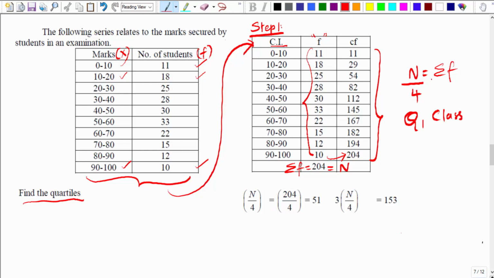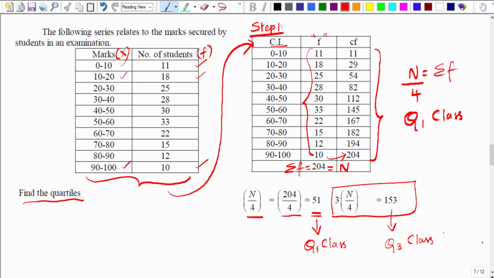We know n is 204, divided by 4. So n by 4, 204 divided by 4, gives us 51. This will help us find the quartile 1 class. And if we find 3 into n by 4, in this case 3 into 204 by 4, we get the value 153, and this is for the quartile 3 class.